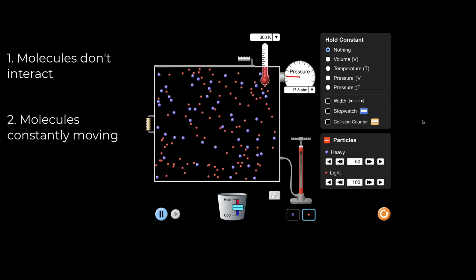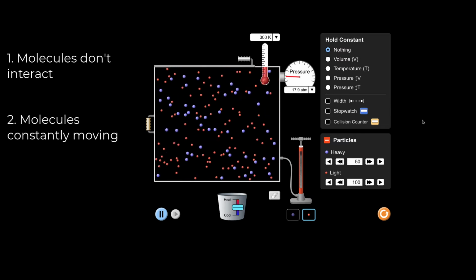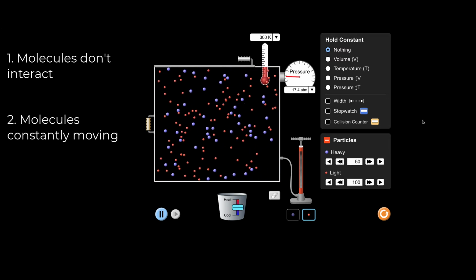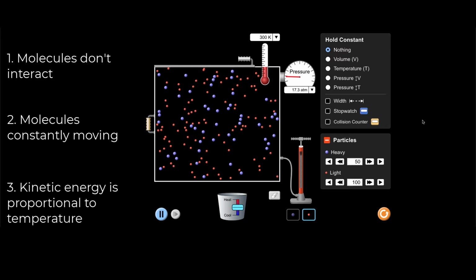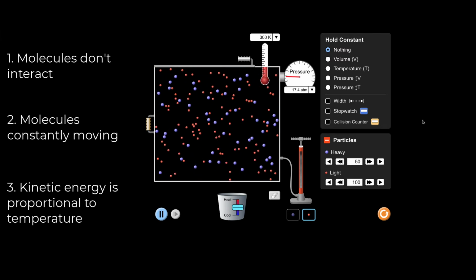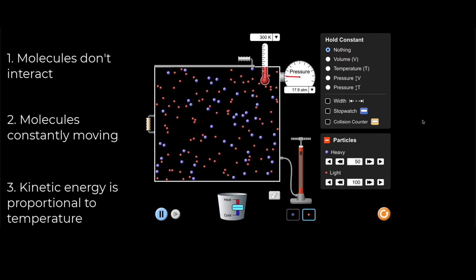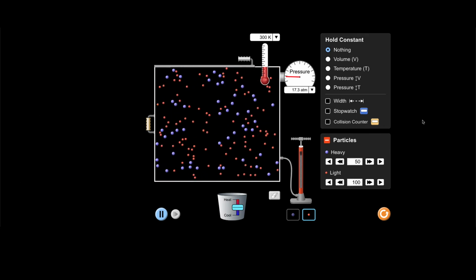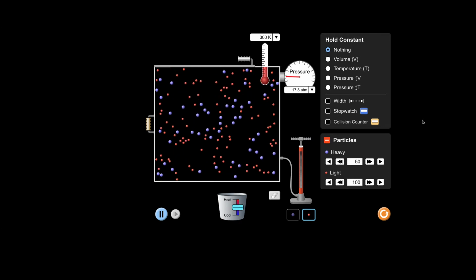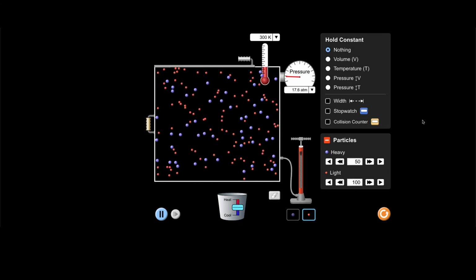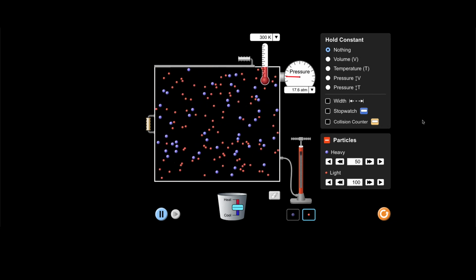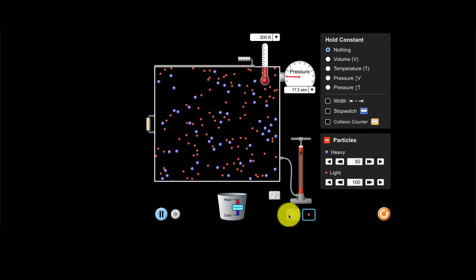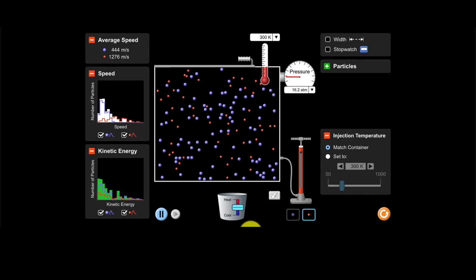And finally, we imagine that the average kinetic energy, which is the energy of motion, of these particles is proportional to their temperature. In other words, if we increase the temperature of the system, we increase the average kinetic energy or the motion of these particles. And this is regardless of molecular mass. We say that all gases, regardless of their mass, have the same average kinetic energy at the same temperature. Let's explore that a little bit. I'm going to open up an energy panel here to the left.